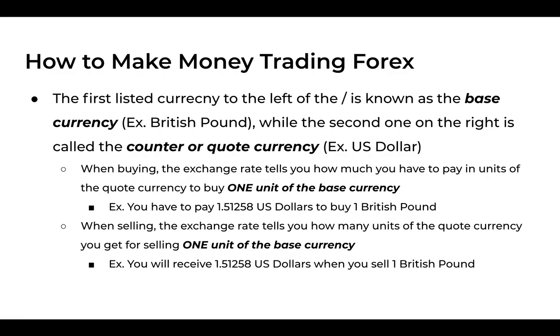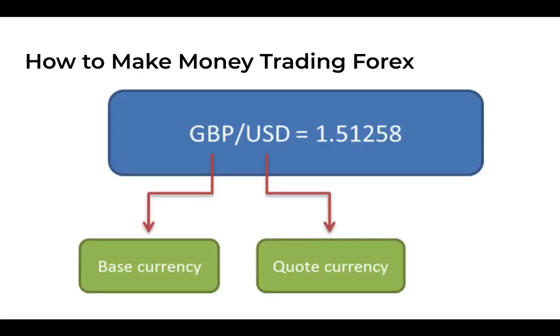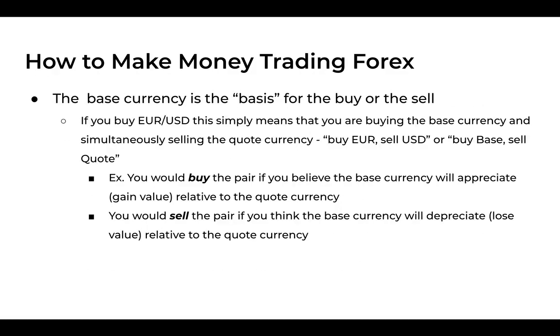And then when selling, the exchange rate tells you how many units of the quote currency you get for selling 1 unit of the base currency. So in this example, you will receive $1.51 US dollars when you sell 1 British pound. If you decided to short this, you would get $1.51 USD, and you would be selling or shorting the pound. So you're always basically focused on the first currency. That's the base currency. That's what you're deciding to go long or short on, and then you're quoting it in the quote currency. The base currency is the basis for the buy or the sell.